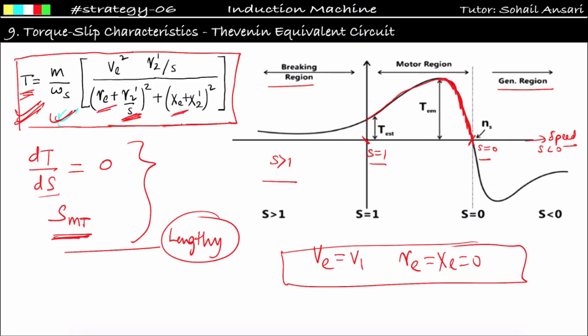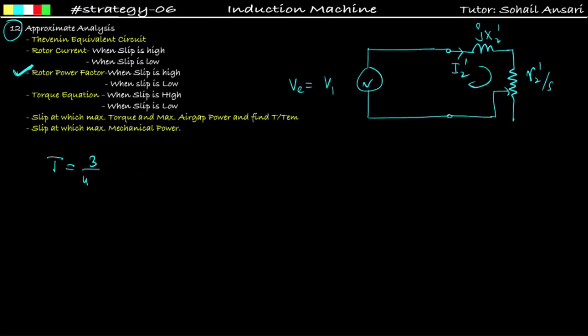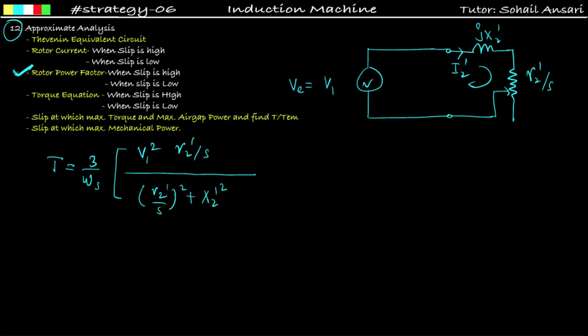You will get the torque equation, equal to 3 upon omega S into V1 square, VE being replaced by V1, times R2 dash upon S, divided by (R2 dash upon S) whole square plus X2 dash square. So this is the torque equation under approximate analysis, and this is very important. Believe me guys, most of the questions can be framed by using this torque equation, not the torque equation in which RE and XE are present.